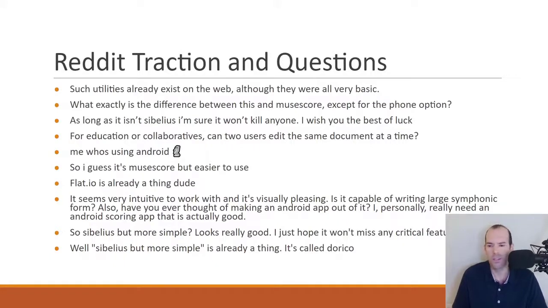So yes, there are solutions out there on the web, but again, they are basic, and it's time for a change. What exactly is the difference between this and MuseScore, except for the phone option? Well, again, this is not just going to be on the phone, so I think some people misunderstood me. I tried to clarify everything as best as I could.